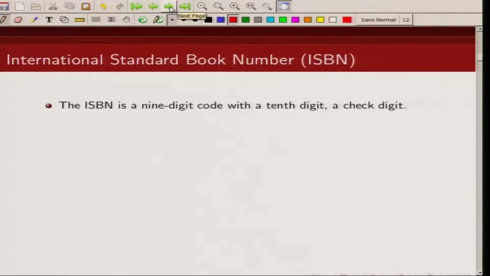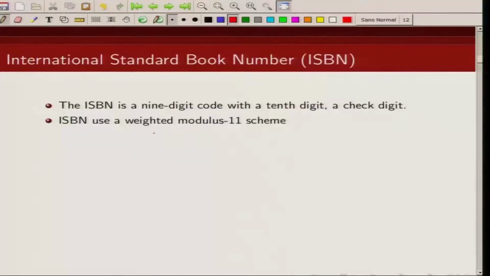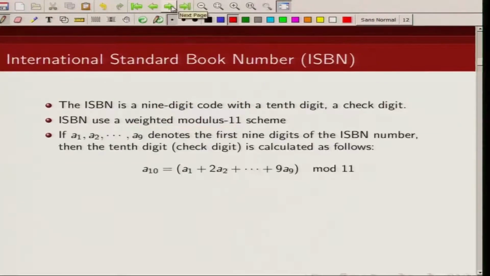So, what is an ISBN number? An ISBN number is a 9-digit code with a 10th digit which is a check digit. So, it is a 10-digit number, you have a 9-digit code plus 1 digit which is a check digit. So, how is this check digit calculated? This check digit is calculated as follows. It uses a weighted modulus 11 arithmetic.